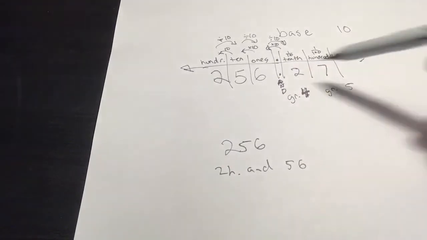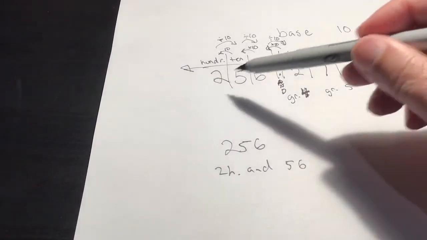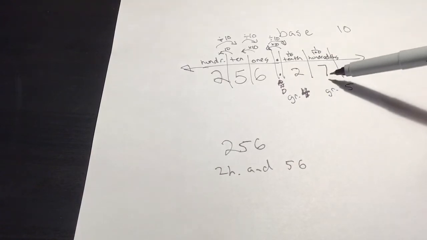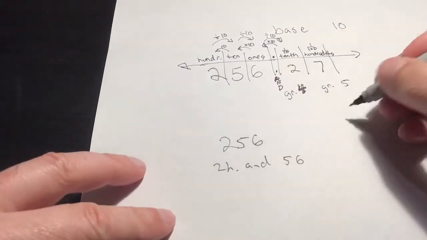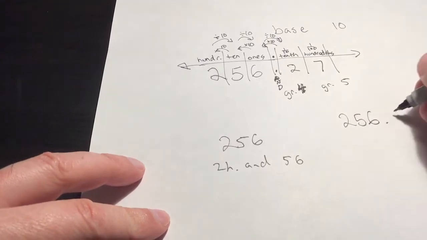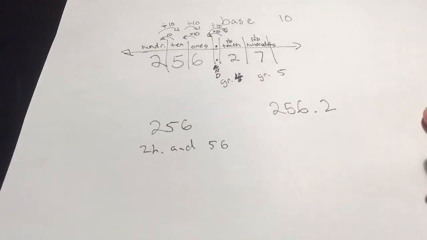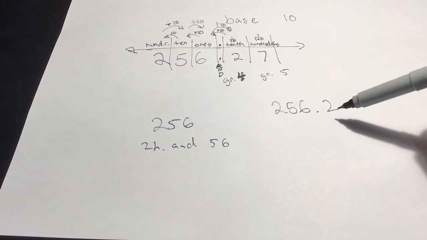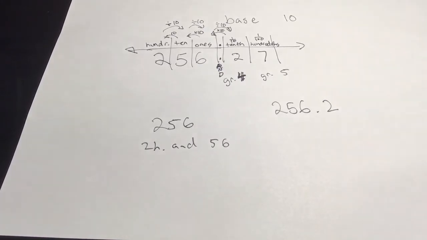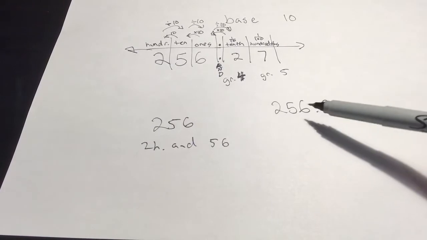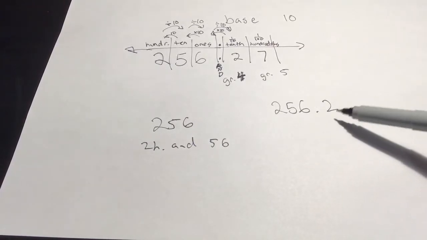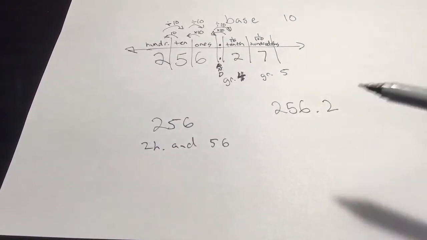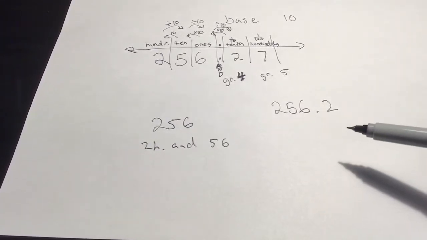So the way that I say this number that I've written here is 256 and 27 hundredths. For my grade 4 homies, let's make it just to the tenths decimal point. In this case, I would say 256 and 2 tenths. And that is the correct mathematical way to say these numbers.